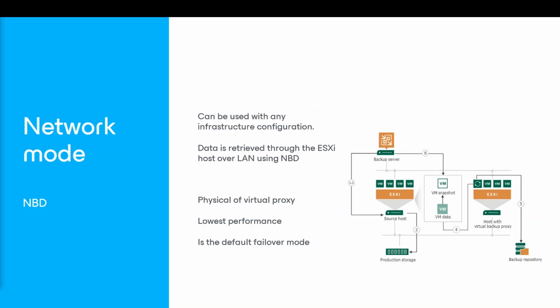Next, network mode, or NBD protocol. In this mode, the data is retrieved through the ESXi host over the LAN. This works with any configuration, so out of the box, you can use it. If you don't set up anything, virtual, physical, SAN, NFS, nothing, you just don't configure anything once you've installed Veeam Backup and Replication, this mode is going to work. So it's very easy to set up because there's almost nothing to do. Works with any storage.